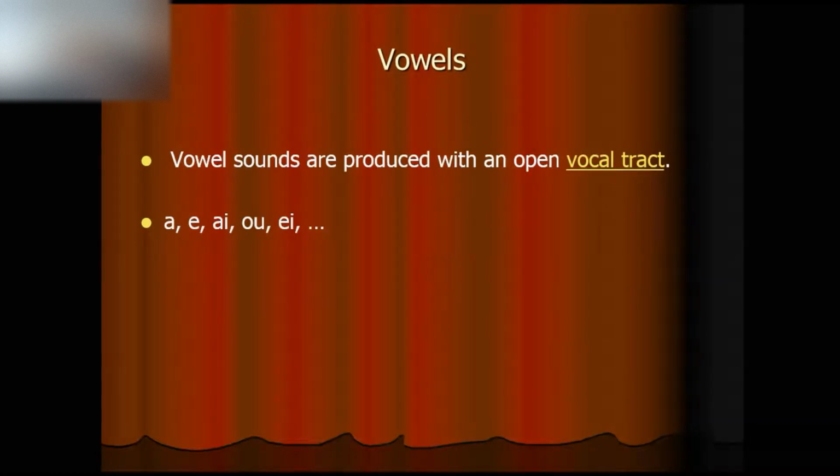Vowels are produced with an open vocal tract. Our vocal cords are open. The air flows out without much obstruction. Like A, like E, like I, like O, all kinds.